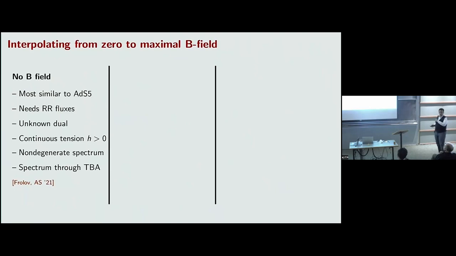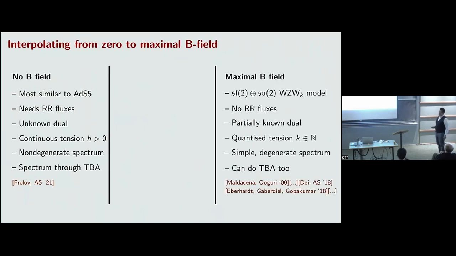On the opposite side of the story, I crank up the B field to the maximum. And now I get a Wess-Zumino-Witten model on the worldsheet with an SL2 factor and an SU2 factor, and then supersymmetry and so on and so forth. And the advantage is now I have no Ramond-Ramond fluxes. Indeed, I have a local conformal field theory on the worldsheet. And it's very interesting that here, actually, very recently, quite some progress has been made on understanding the dual, at least for the special value of this parameter k. k is the tension and is quantized. On the minimal value, I would say that the dual is very well understood. For larger values, there are some proposals. Maybe there is still a bit of debate there. And I think that you should probably ask Matthias about this. He's really one of the experts in this field.